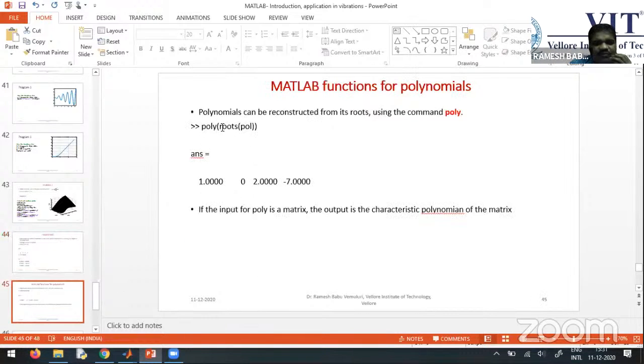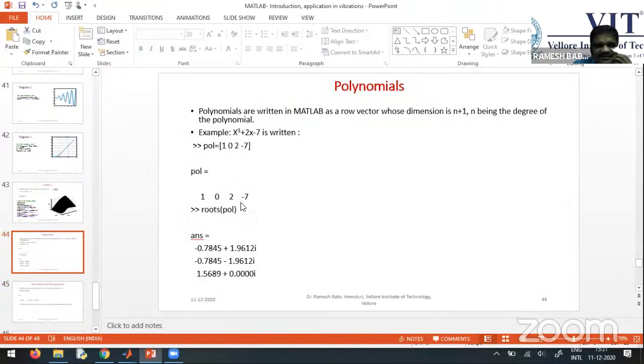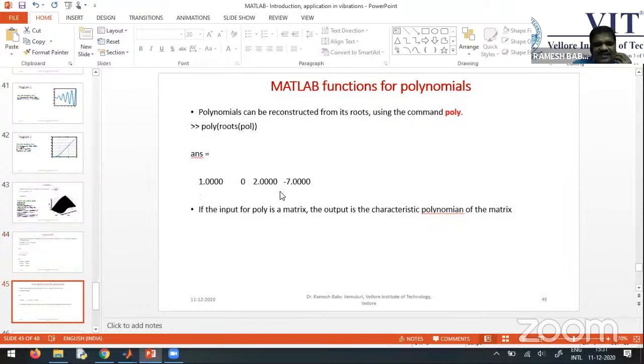Then in the same way, poly of roots of pol. So we can make this a poly. Poly means reconstruct this one. So this will be displayed in the form of scalars. Before it was like a vector, but now it is displaying like a scalar. So that is the thing we can do.